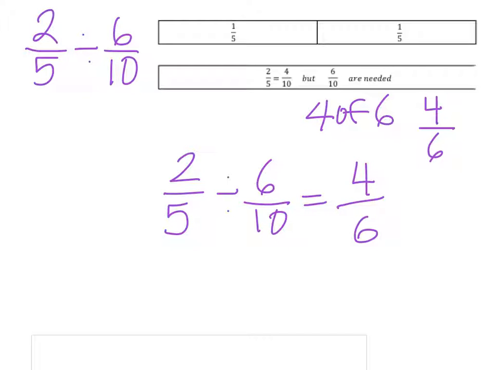So now I notice that the 4/6 can be reduced, so if I reduce it by a common factor of 2, 4 divided by 2 is 2, and 6 divided by 2 is 3. So I can say that there's 2/3 of a 6/10 that I can take out of 2/5.